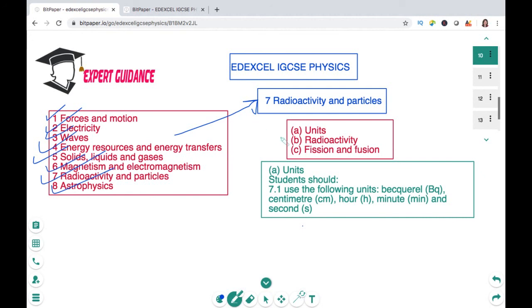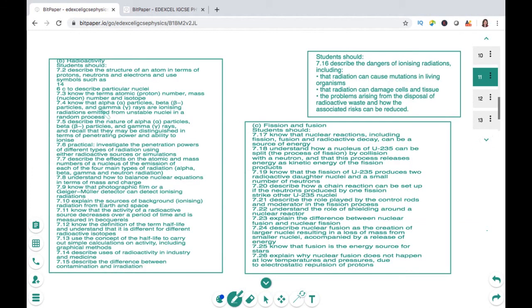Now in this video we'll be looking over the concept of radioactivity, fission and fusion. The important units in this topic are becquerel, centimeter, and minutes or seconds. And in radioactivity we'll be looking over the 3 radiations, alpha, beta and gamma, how they are different, and what the advantages and disadvantages of all the 3 are.